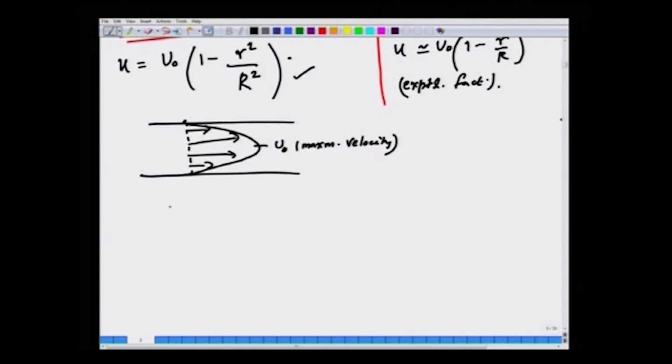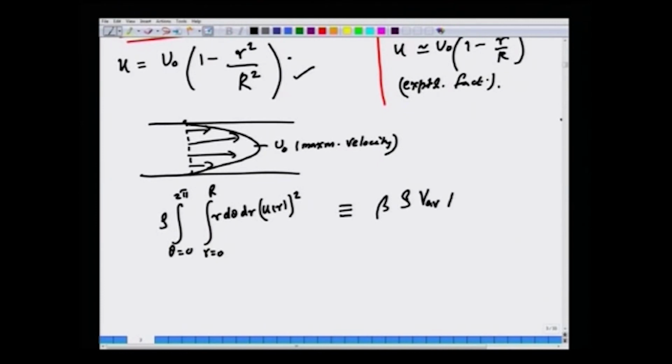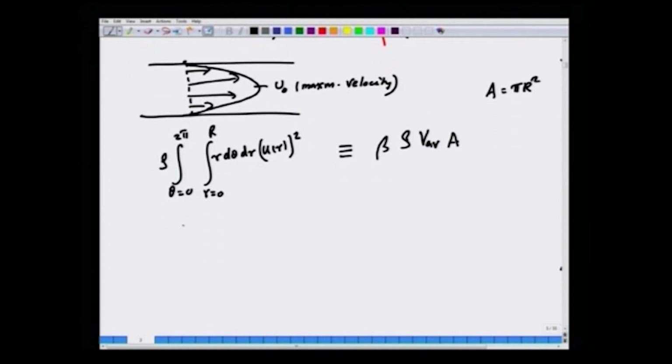Once you have the form of velocity, all you need to do is integrate, theta from 0 to 2 pi, r from 0 to R, rho u squared r dr d theta. Now, once you have come up with this expression, you equate it to beta rho V average times A. A is essentially pi R squared for the cross section of the pipe. Now, in order to do that, we have to first compute what V average is.